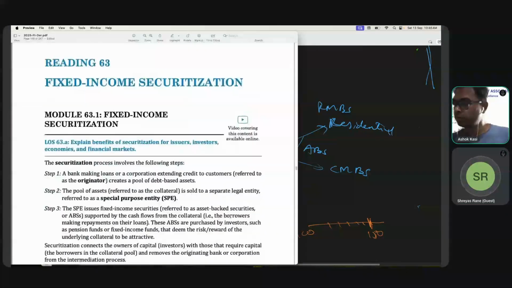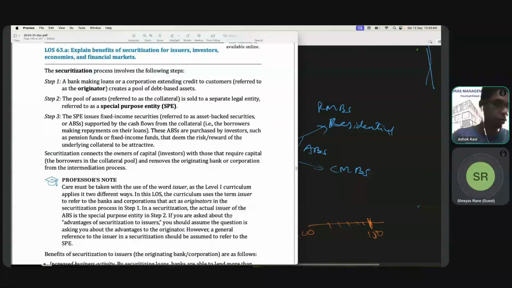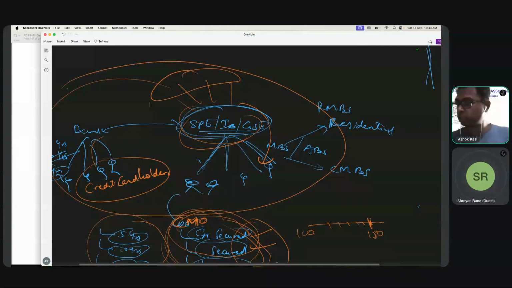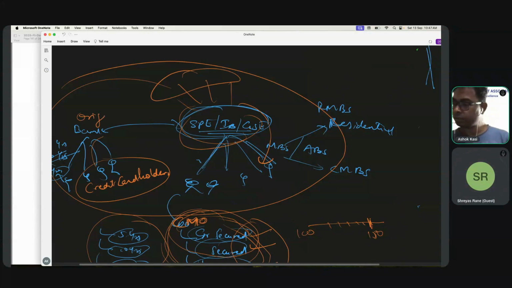Fixed income securitization. So securitization is purely this mortgage. Securitization means the process of converting home loan mortgages into a security and issuing it to the investors. That is securitization. Originator means the bank is the originator here.